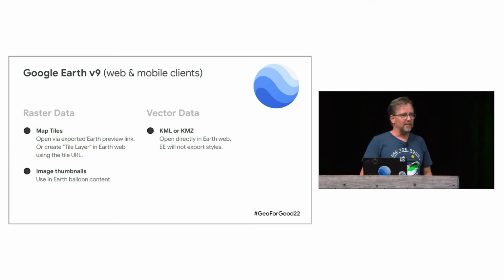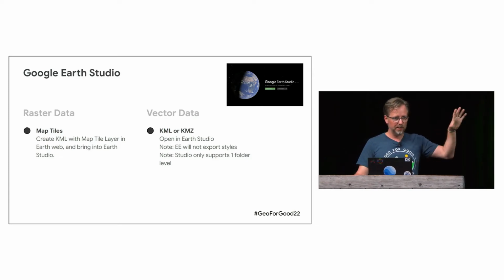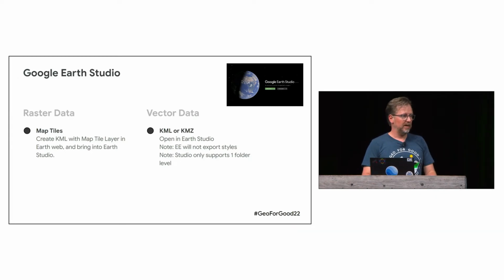You can also use the image thumbnails in similar ways in your balloons. And for vector data, of course, support for KML and KMZ. If anybody is a journalist or other Earth Studio user, that also supports map tiles. You need to know how to construct the KML for those. Let me know if you want more details on that. Yeah, you can bring in map tiles into Earth Studio for an overlay, or of course KML and KMZ into Earth Studio as well. Though a little caveat there is that it only supports one folder level in the list view.